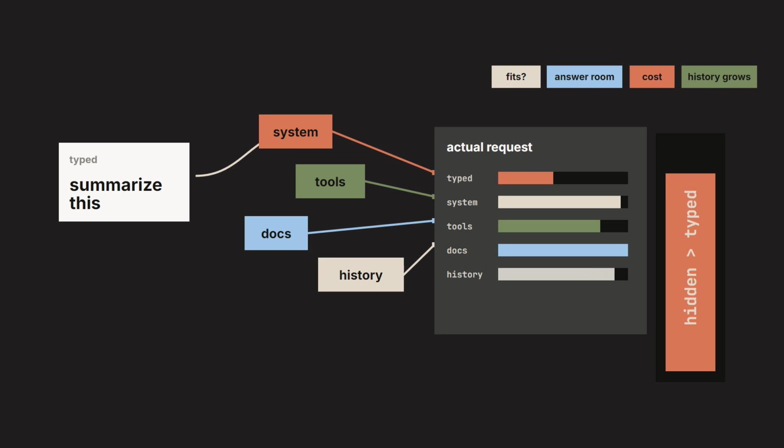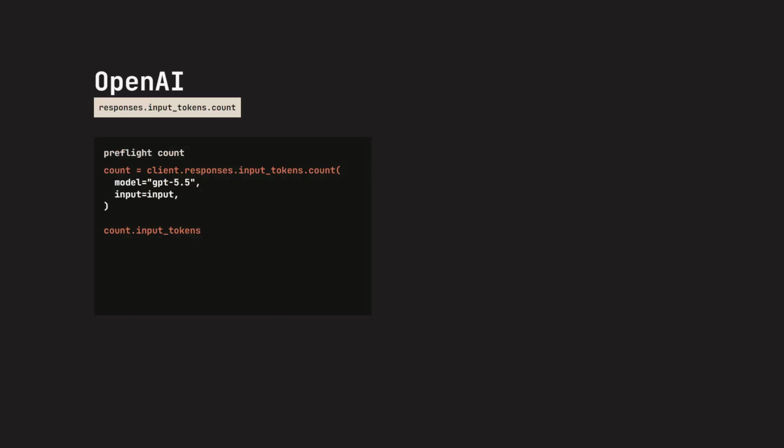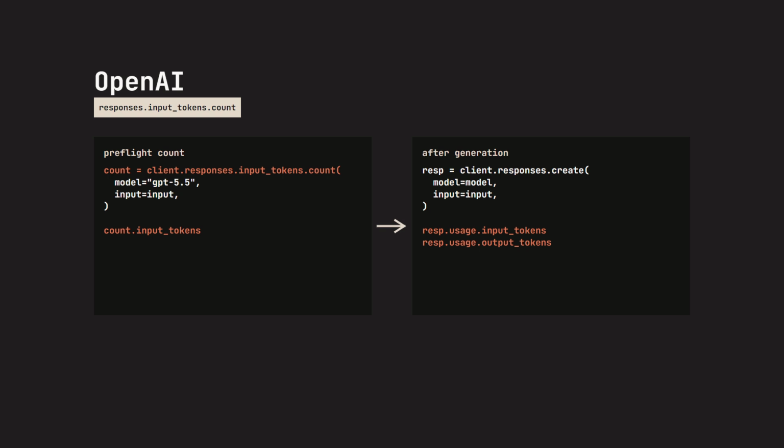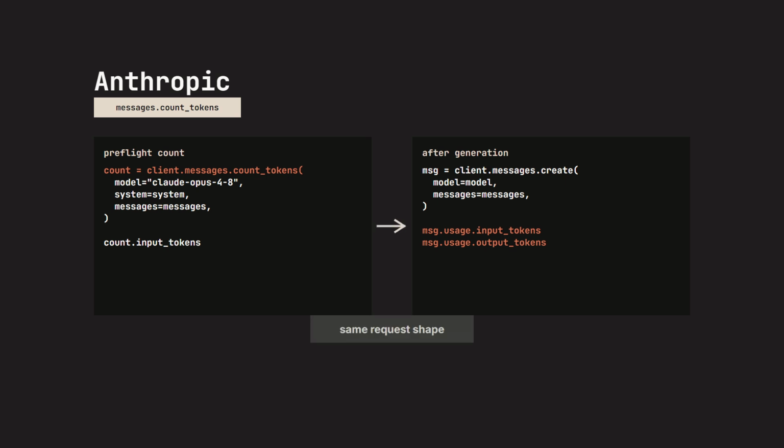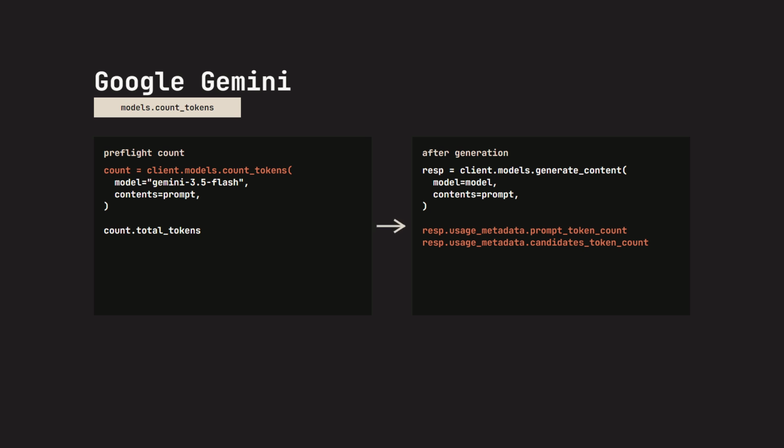The exact field names change by provider, but the shape is consistent. OpenAI, Anthropic, and Google all expose ways to count tokens before a request, and they all report token usage after a request. The important part is that the count belongs to the actual model and request shape you send, not to a generic word estimate you made earlier.